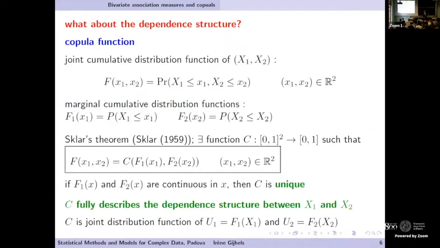So this is the strength of the dependence. What about the dependence structure? How can you measure that? Of course, you can come up with regression models and start working with that.